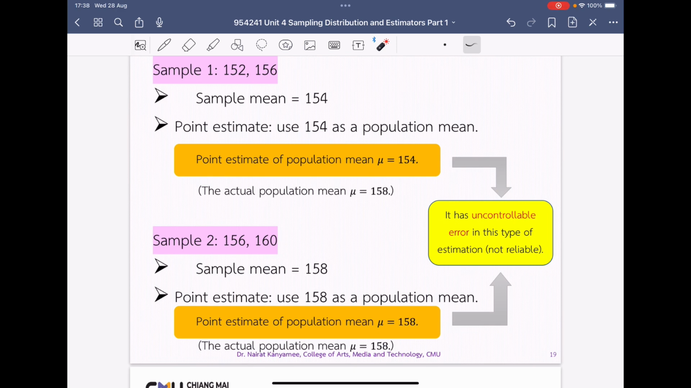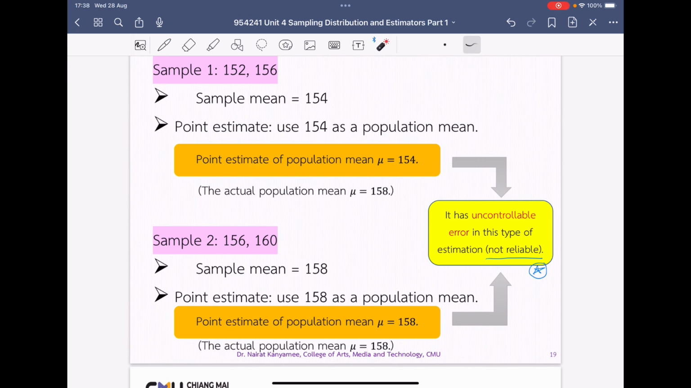So as you can see, the point estimation is uncontrollable and not reliable because we have error depending on the sample you pick. So we usually don't use this method to estimate the population parameter, but it can give you rough information. So this one is not reliable. With the point estimate, it's not reliable.